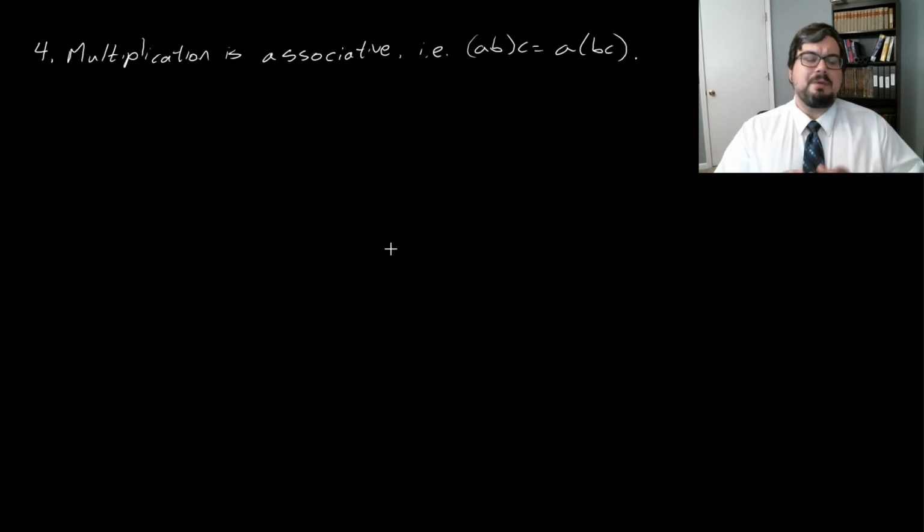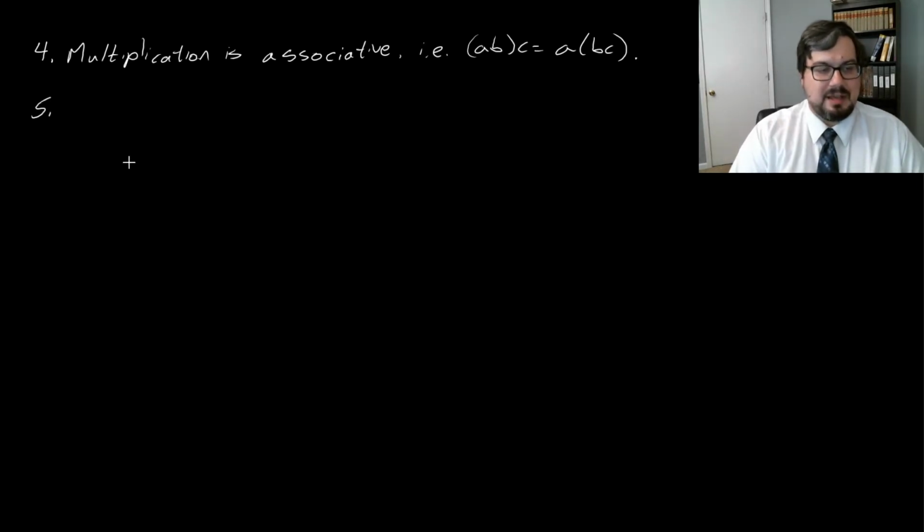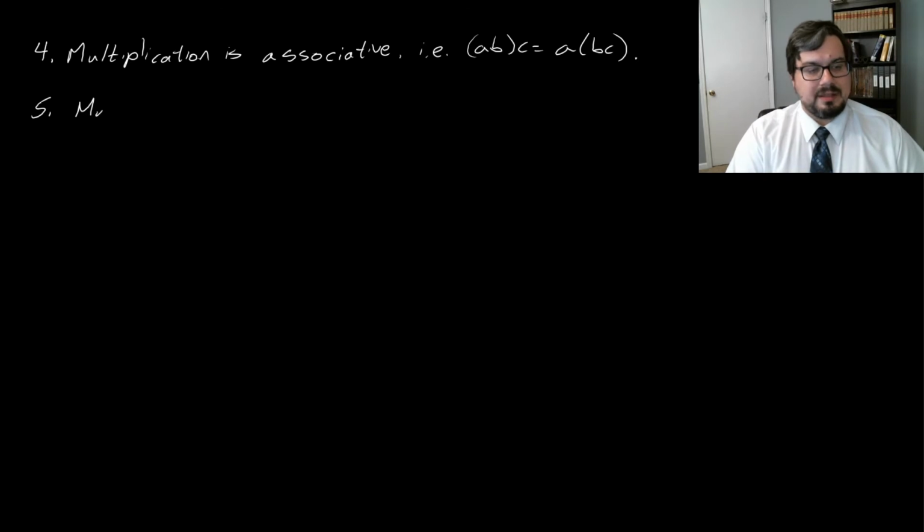So it looks like we have very, very little to say about multiplication. However, our last condition is called the distributive condition, and it really does help to tie things together because it tells how multiplication and addition play with each other. It tells us what happens when we've got an expression that involves both an addition and a multiplication at the same time. So condition 5 is that multiplication is distributive over addition.